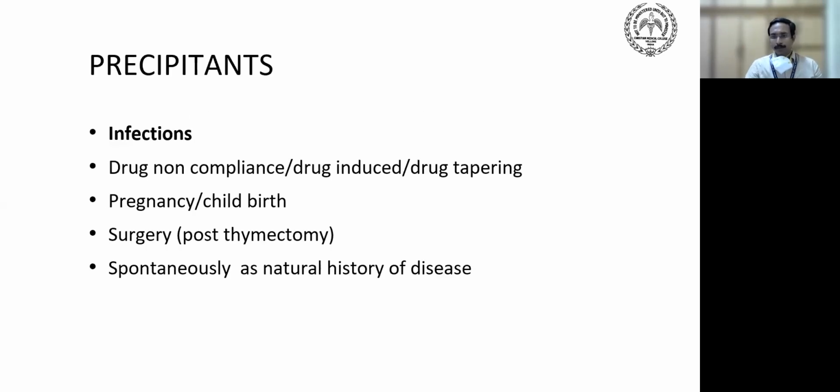The most common precipitant, especially in the Indian scenario, is infection. Sometimes we see drug non-compliance, or we taper the drug and then they develop a worsening. Pregnancy and childbirth, immediate post-surgery, especially after thymectomy, and sometimes as part of the disease itself. This is the rarer part. What we see most commonly in our setup is infection. Especially during the COVID pandemic, we had a lot of patients who came with worsening myasthenia gravis, and this was also complicated by concomitant ARDS, and ventilation was difficult both from the myasthenia point of view and from the lung point of view. So they had a prolonged ventilatory state. We lost quite a few patients due to myasthenic crisis during this time.